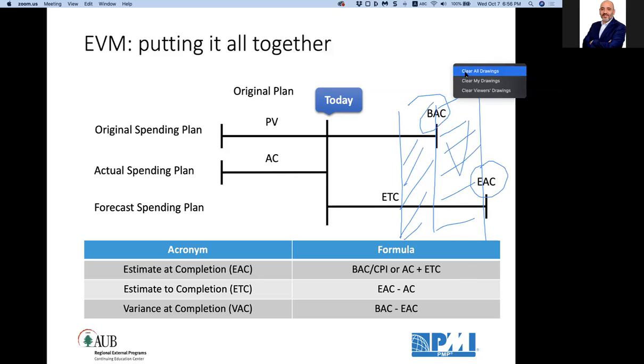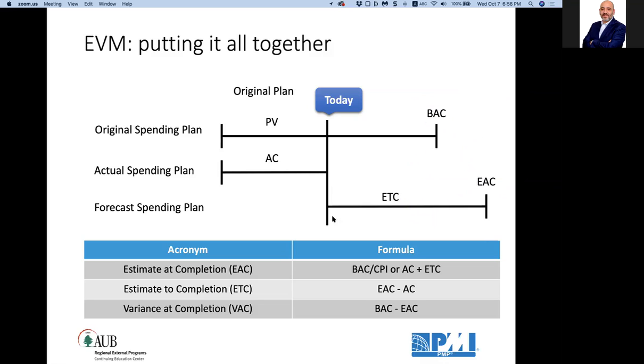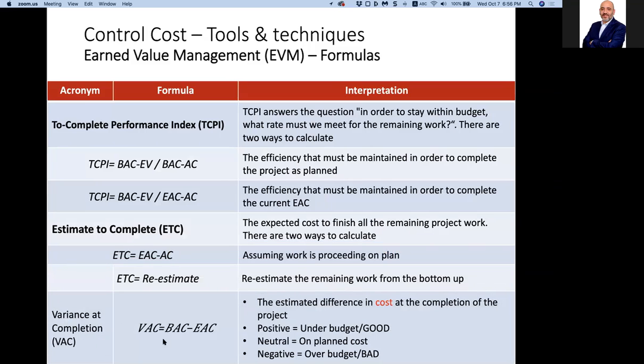Clear? So the variance at completion is the budget at completion minus the estimate at completion, and it's the estimated difference in cost at the completion of the project. A negative is over budget, a positive is under budget. A negative means the budget at completion is less than the new estimate at completion, meaning the estimate at completion is bigger, meaning we are burning the budget. And if neutral, zero, it means right on the dollar on the planned cost.